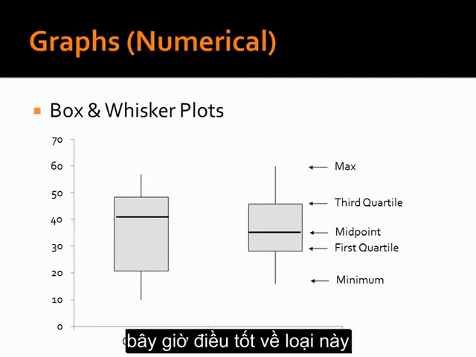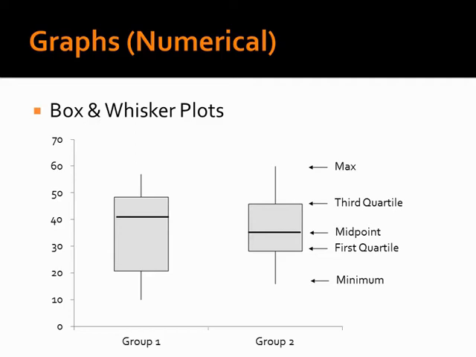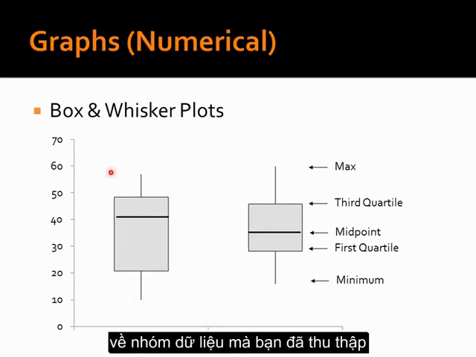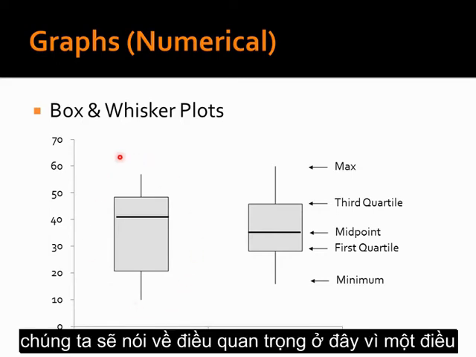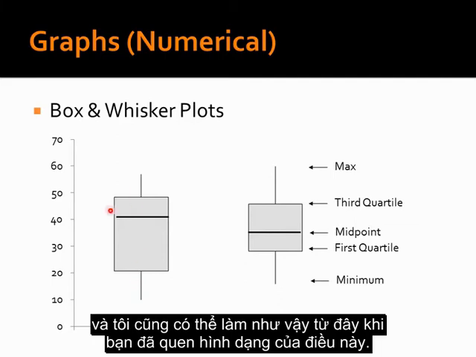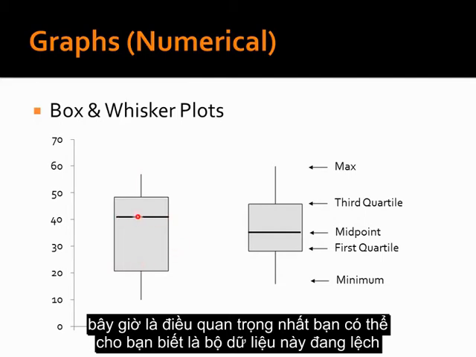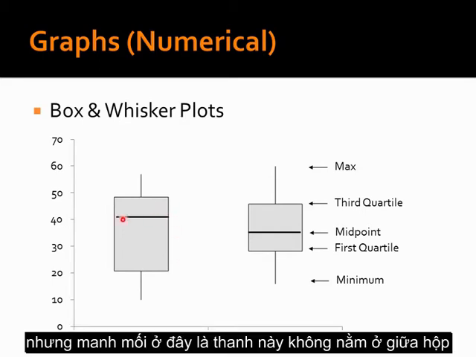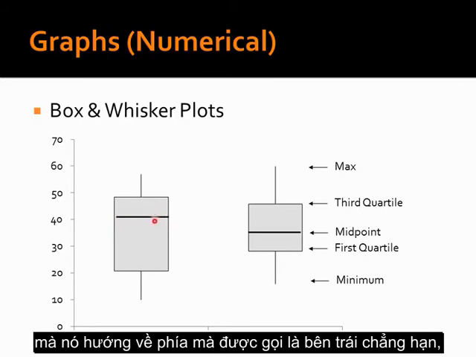Now the good thing about this kind of plot is it gives you a quick, simple glance at the most important descriptions about the group of data which you collected. We'll talk about what is important here. For one thing, I can see what's the average value, I can see how far it ranges, and also, once you get used to it, you can actually see the shape of this. Now the most important thing I can tell you about this is that this data is skewed. We'll talk later about why I know it's skewed, but the clue here is that this bar is not in the middle of the box. It's towards the, let's call it the left, for example.